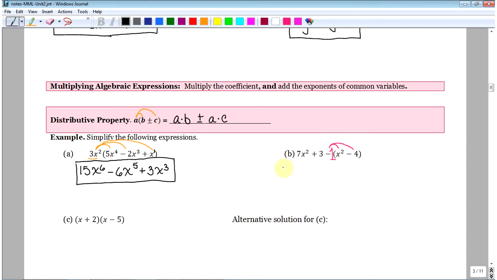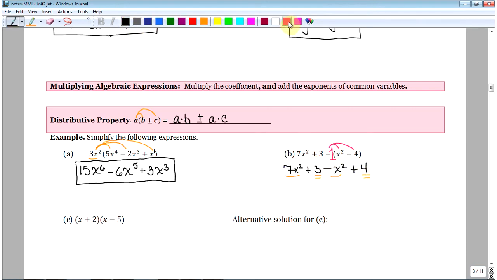So we keep 7x squared plus 3. -1 times x squared just gives us a -1x squared, which we can just write as -x squared. -1 times -4 gives us a +4. So now we have some like terms, 7x squared and -x squared, and then also 3 and 4.